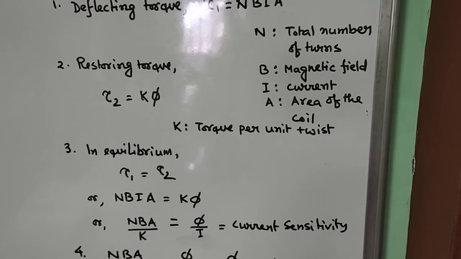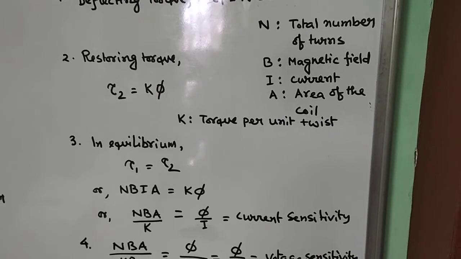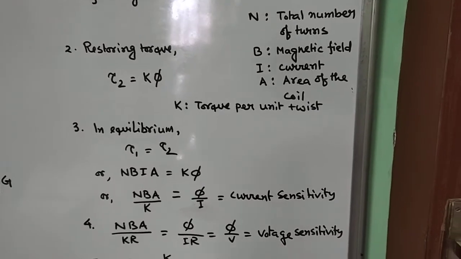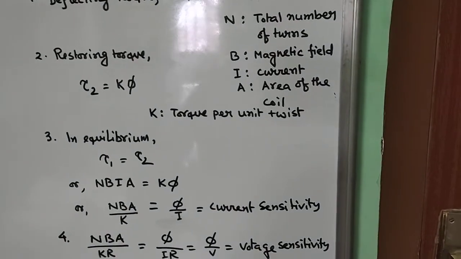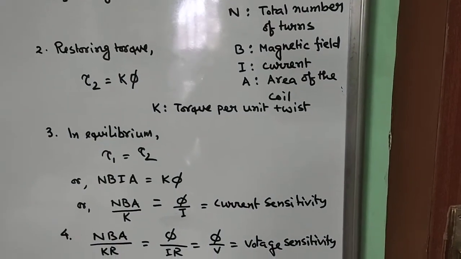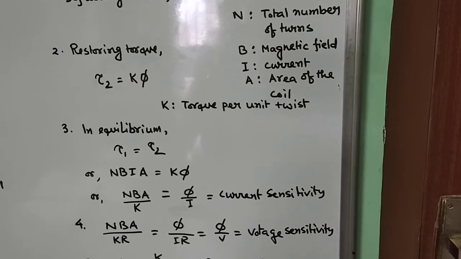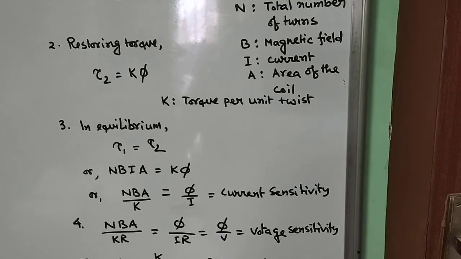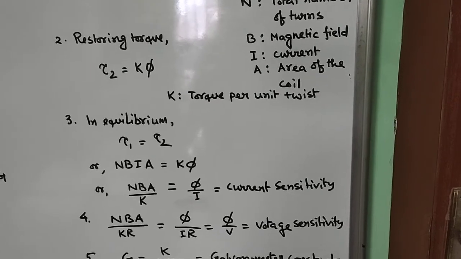From here we can define NBA by k equal to phi by I. So phi by I is nothing but your deflection per unit current. So this is nothing but the sensitivity of the galvanometer, current sensitivity of the galvanometer. Sometimes it is asked to define current sensitivity. So current sensitivity depends on total number of turns, magnetic field, area, and torque per unit twist.